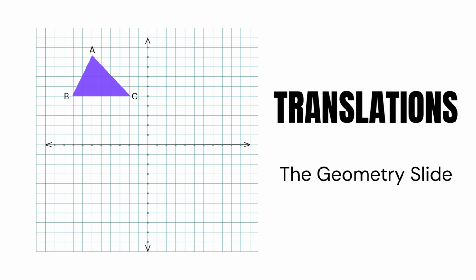The word translation sounds complicated, but it's actually the easiest movement in geometry. It just means to slide a shape. The shape doesn't flip, it doesn't spin, and it doesn't change size. It just hitches a ride to a new spot on the grid. Let's look at the three secrets to mastering this so you can stay ahead of the class.